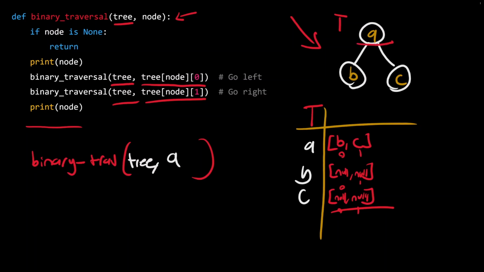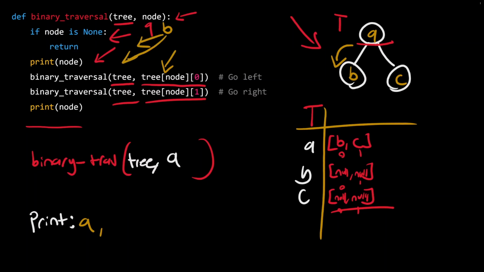So if we start out at A, A is not null or nothing, so we continue, and then we reach the statement print. So let's say our console is down here. What are we printing? We first print A, and then we go down to the left. Now since we're at the left one, we're back at B, and B is not nothing. It's going to hit this statement. So it's going to print B, and then it's going to traverse left again.